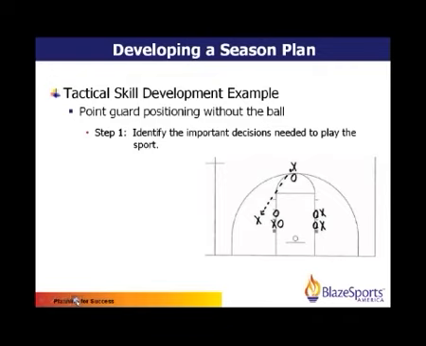As you remember, step 1, identify the important decisions needed to play the sport. And as you can see from the diagram, we have the point guard making a pass out to a screen shooter. And the decision the point guard needs to make: should she stay? Should she create a passing lane? Pick away? Or move in to catch and shoot?